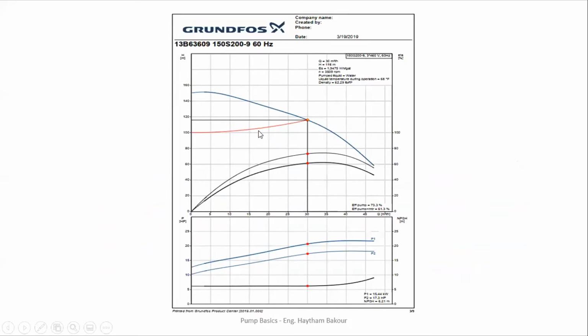We can see the performance curves for a Grundfos company pump. For one of the pumps they have, this is the QH curve, but those curves are, the first one is the efficiency of the pump, and here the efficiency is the total or absolute efficiency.